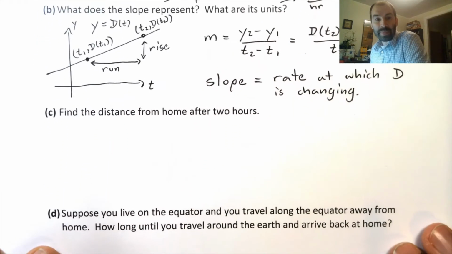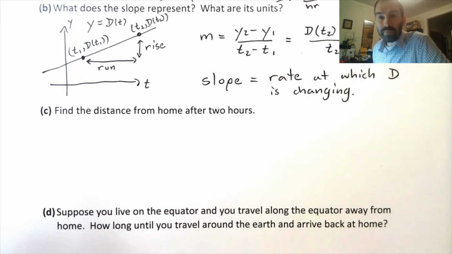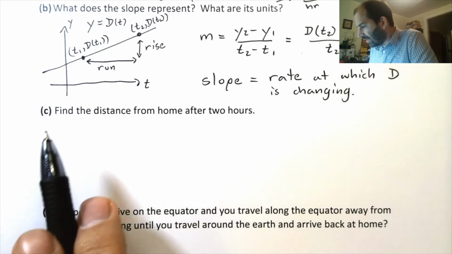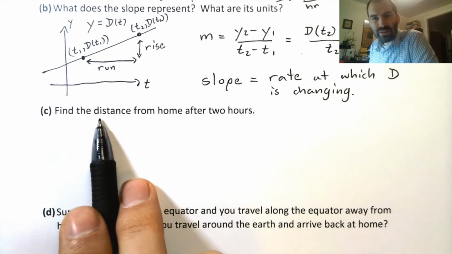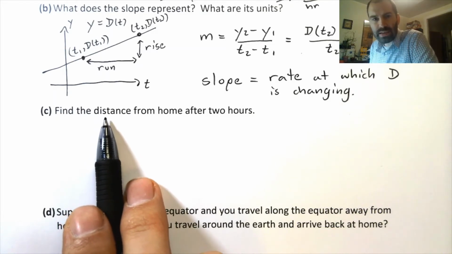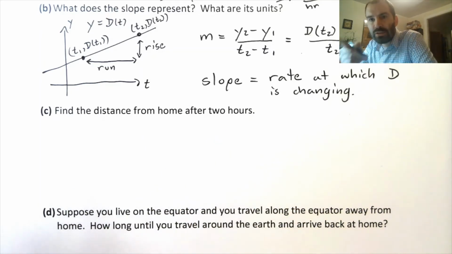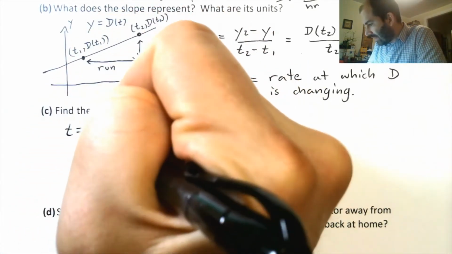Part C, find the distance from home after 2 hours. Okay. Find the distance from home. So they want us to find the value of d. All right, so they want to know what d is after 2 hours. 2 hours, that's time, right? So they're saying the time is 2. They're telling us that t is 2.